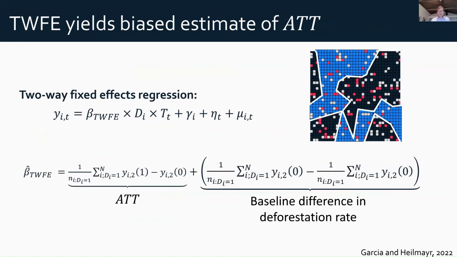And in the proofs, we show that this estimate, the beta two-way fixed effects, is really giving us an estimate of the ATT plus whatever that baseline difference in deforestation rate is. In effect, the two-way fixed effects model is behaving as if we just dropped all of the pre-treatment data. It's just an after comparison. It doesn't even look at the before data, even if you're including it in the regression. That is a fundamental problem that we think the community hasn't really been aware of, and so we want to draw attention to that.